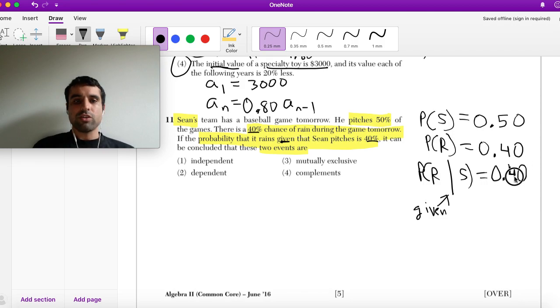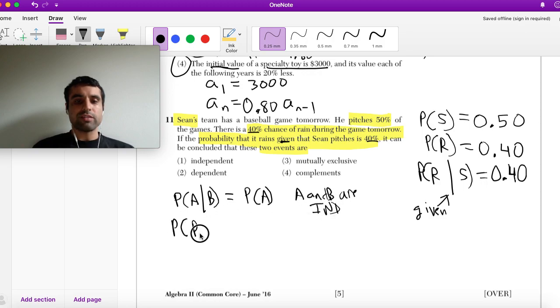So what they want to know is, what can we say about these two events? So here's the deal, guys. Whenever the probability of an event A, given that B occurs, is just equal to the original probability of A, then A and B are independent. The same thing means that the probability of B given A is equal to the overall probability of B. Both of these go hand in hand.